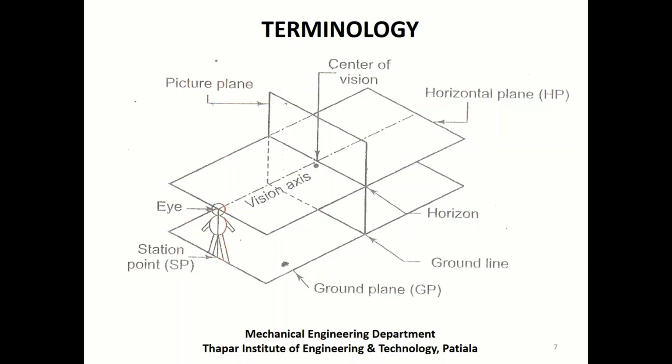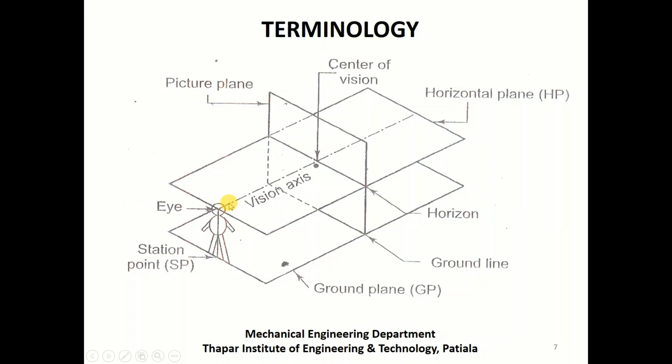Another important thing is, unlike the orthographic projection system, the observer will always be standing at a finite distance from the picture plane. This distance will be given to you in the problem statement. Or if it is not mentioned, then there is an empirical relation that we will discuss later that can be used to determine this finite distance.